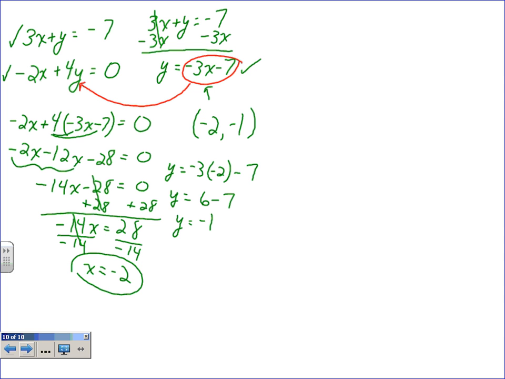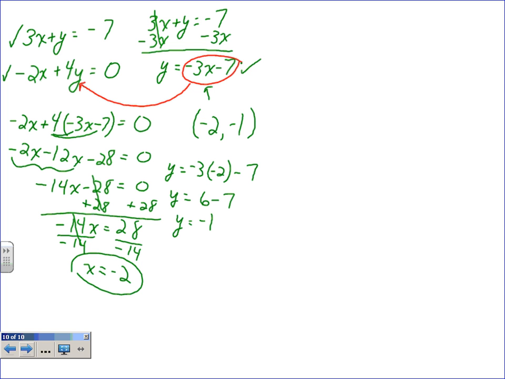I took this one here circled in red, and I put in negative 2 for x. Y is equal to negative 3 times negative 2 minus 7. I put in negative 2 for x, and that's where I came up with y equals negative 1.